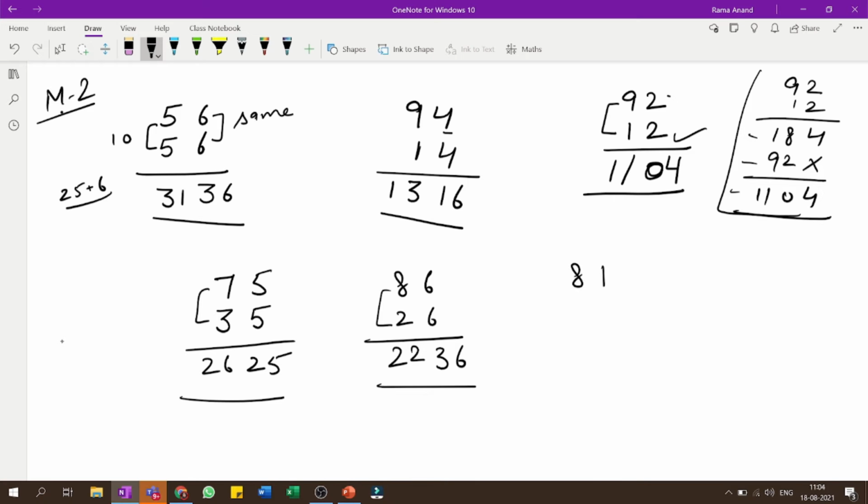Again 8, 1, 2, 1. 1 into 1, 1. Now here I have to make a two-digit number, so I have added a 0 over here. 8 2s are 16 and 16 plus 1, 17. This will be my answer.